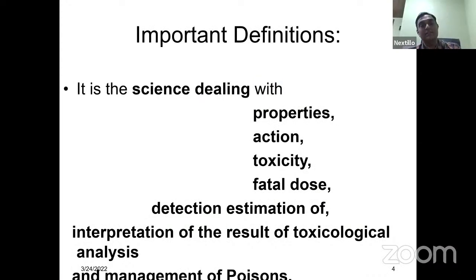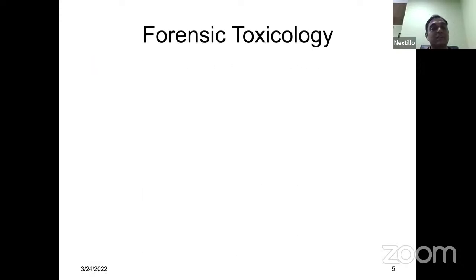So, dear friends, the students, what is the definition of toxicology? It's a science dealing with the properties, actions, toxicity, fatal dose, detection, estimation, interpretation of the results of toxicological analysis, and importantly, the management of poisons. It includes all the properties, actions, toxicity, fatal dose, fatal period, each and everything that comes under toxicology. That's why it's known as toxicology.